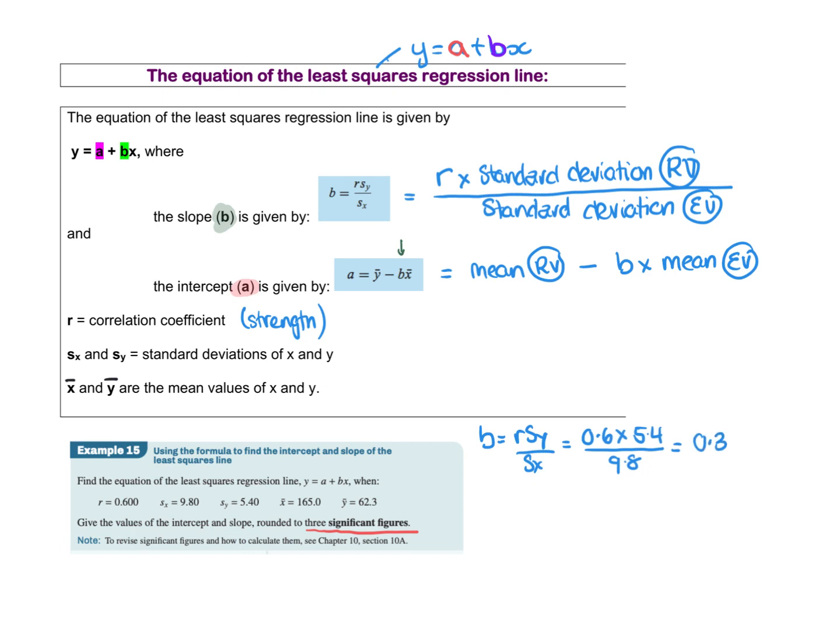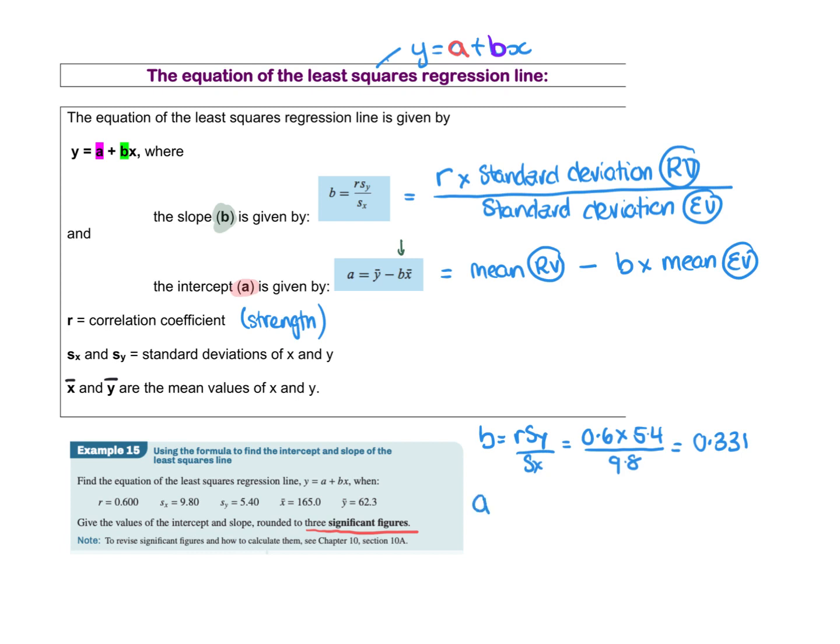Now it's saying 3 significant figures, so I'm just going to keep rounding here. So I'm going to go 0.33. I'm already counting, so 1, 2. Now the third one is a 0, but the fourth one is a 6. So I'm going up to 0.331. That's 3 significant figures there. Okay, now I've found B.